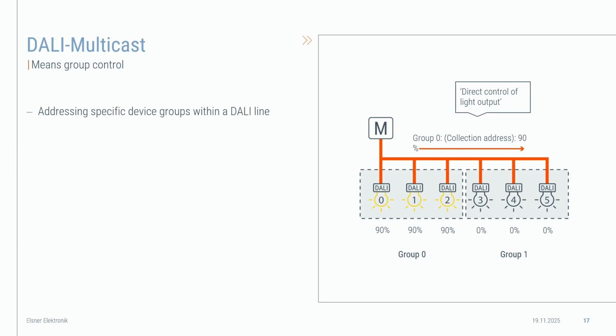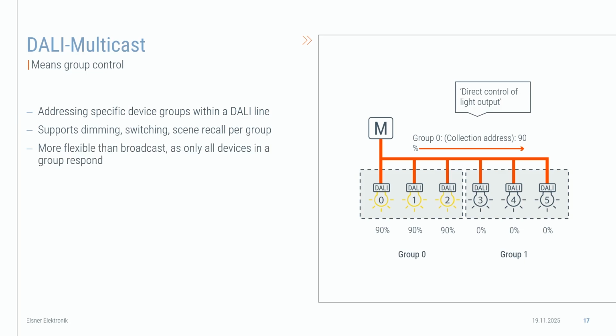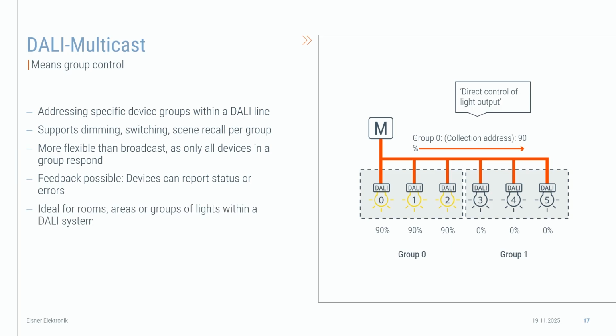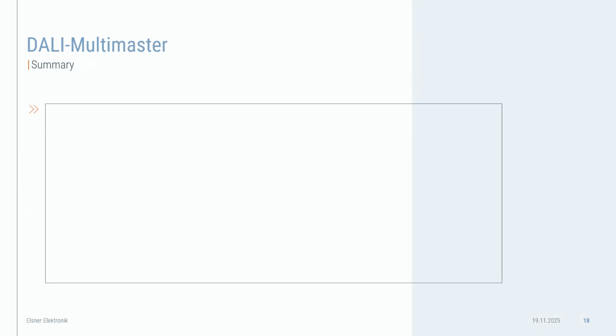With a similar example, if I ask now only all the system integrators in the webinar to stand up and sing a song, then the command would only apply to that selected group and not to everyone. So we can say that multicast is ideal for rooms, zones, and grouped lighting, offering much more flexibility than the full broadcast.